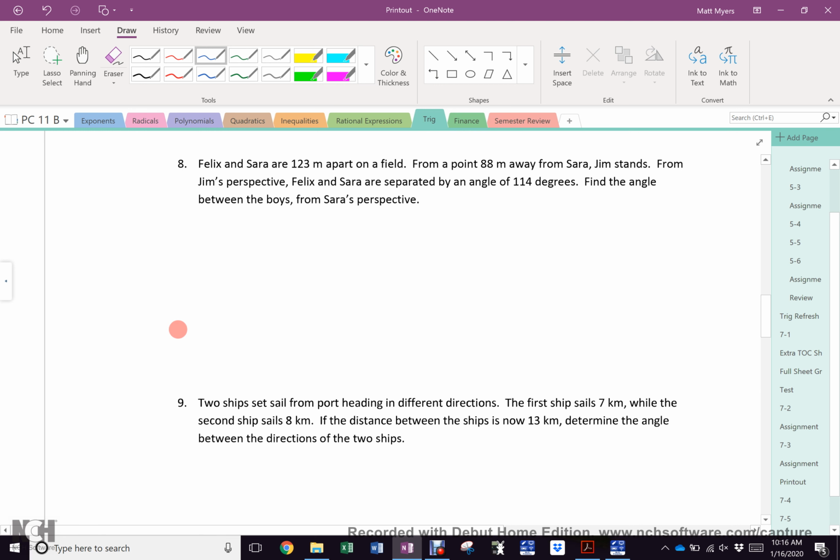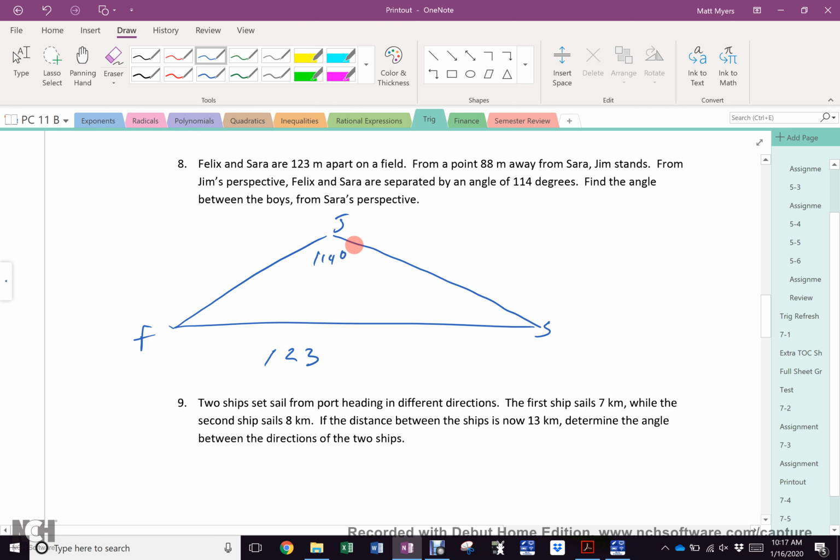Felix and Sarah are 123 meters apart. From a point 88 meters away from Sarah, Jim stands. From Jim's perspective, they are 114 degrees apart. Find the angle between the boys right there. There is your theta.